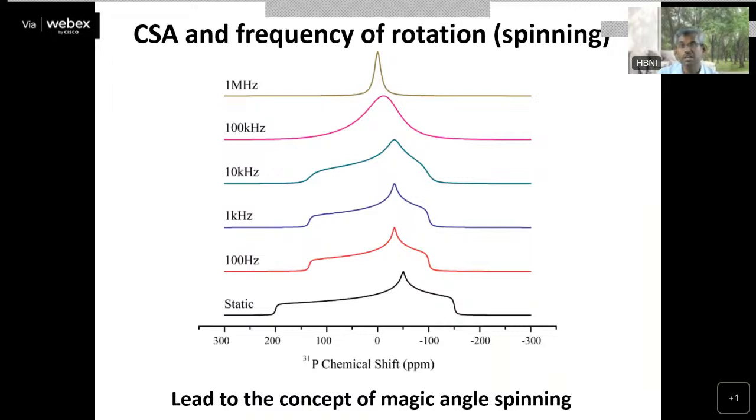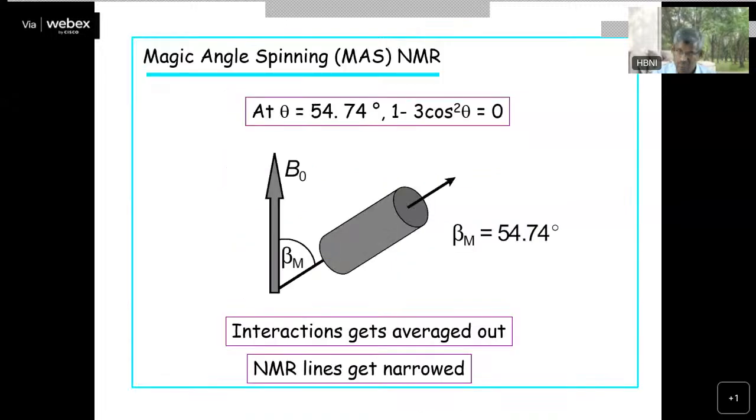So two things we are doing. One is averaging by rotating at a particular speed, and then keeping the sample at a particular angle. That is why the terminology is called magic angle spinning. Keep the sample at the magic angle and spin it very fast. What you get is solution-like NMR line shapes from solids. This aspect we will discuss in the next class. Please attend the next class also.